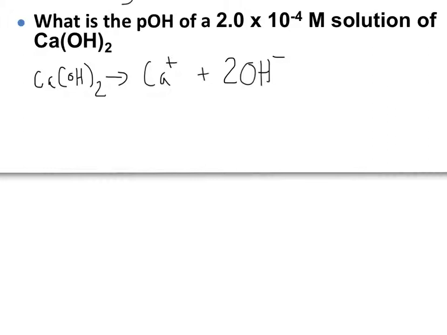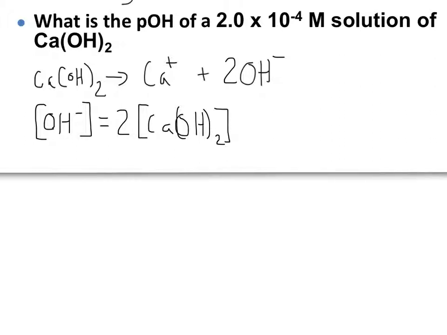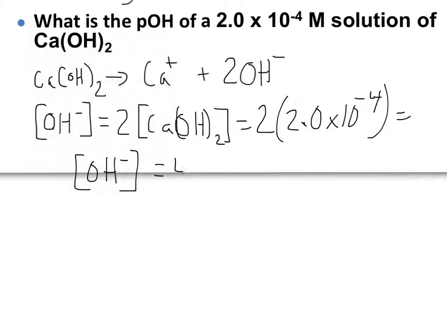Okay. What this means practically for you now is the OH minus concentration is going to actually be 2 times the concentration of calcium hydroxide, because we've produced 2. Because of this 2 here, we would need to double this concentration, because for every one of the calcium hydroxides that were put in, we got 2 OH minuses coming out. So this would then be 2 times 2.0 times 10 to the negative 4. So that makes the OH minus concentration equal to 4.0 times 10 to the negative 4 molar.